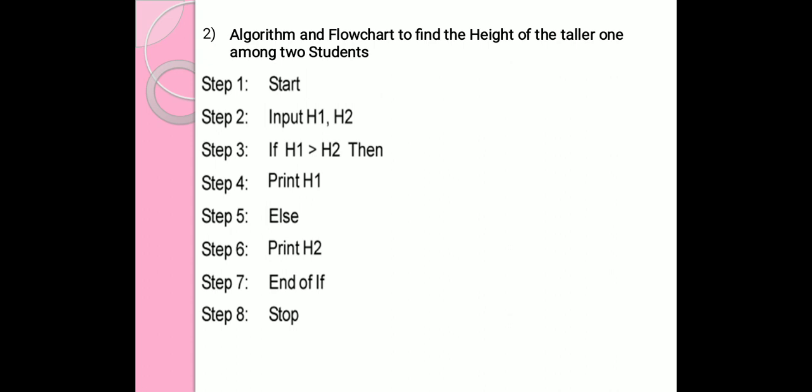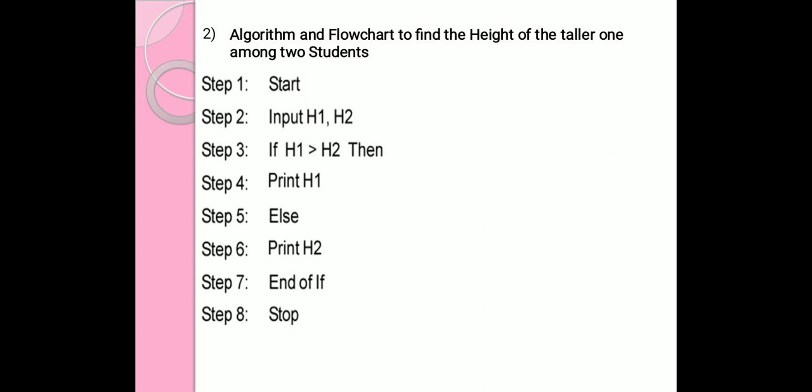So here, step 3, if h1 greater than h2, then step 4, print h1. Step 5, else; step 6, print h2. H2 is the tallest student. Then step 7, end of if. This if statement takes place during steps 3, 4, 5, 6 and 7. After getting the result, print h1 or print h2. After getting the result, step 8, stop.